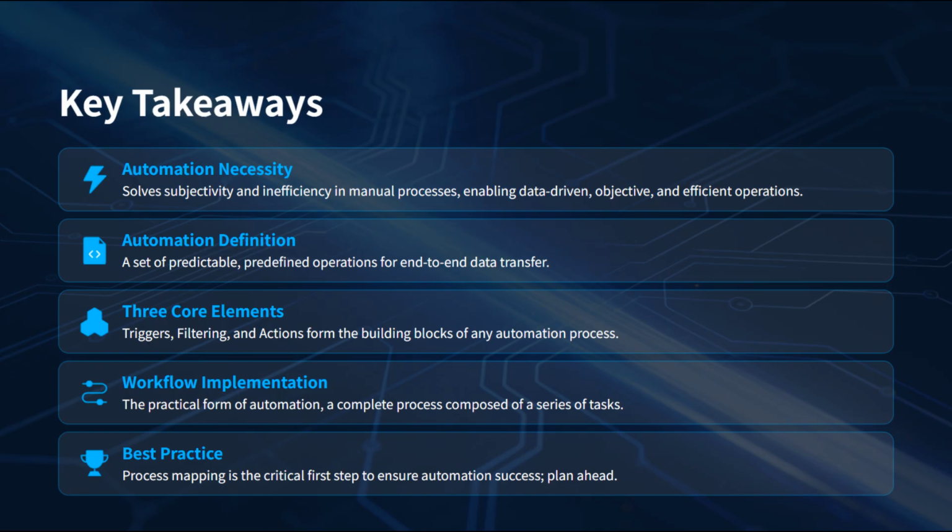Let's wrap up with key things to remember, easy to take away. Automation fixes the big problems of manual work, inconsistency, slowness, and mistakes. It makes work data-driven and efficient. Automation is fixed, pre-planned steps to move data from start to finish. The 3 core parts: triggers, start, filtering, quality check, actions, tasks. A workflow is how you put these parts together, a connected set of automatic steps for a goal. Process mapping is the first and most critical step: plan first, build later.